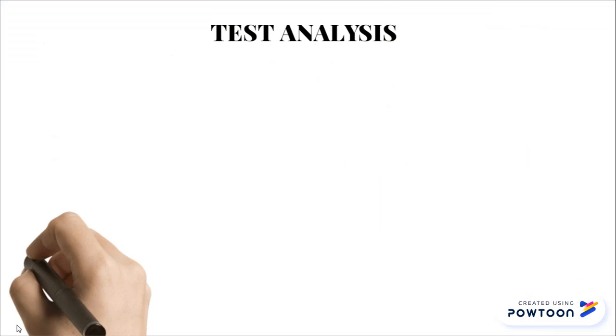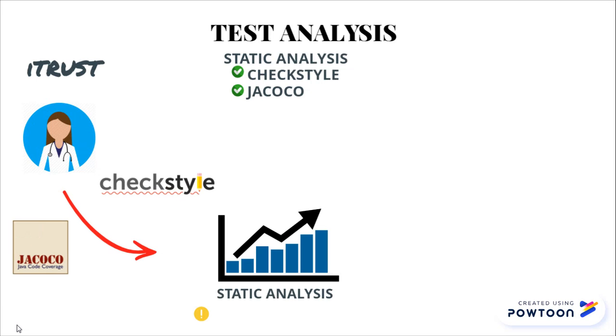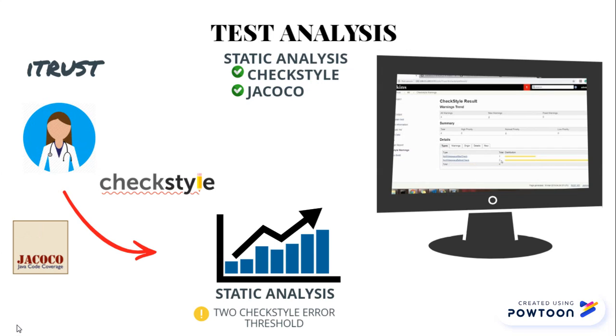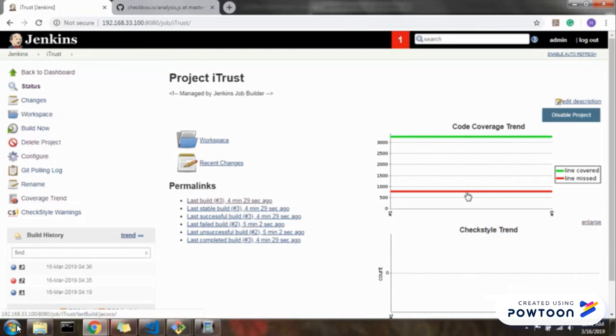For the second milestone, we added plugins to Jenkins such as Checkstyle and JaCoCo, and we also set thresholds to fail the build if there is a violation. So after running the Ansible script, this is the Checkstyle plugin, and this is the JaCoCo plugin.